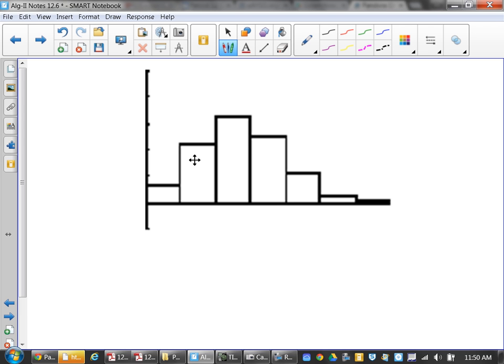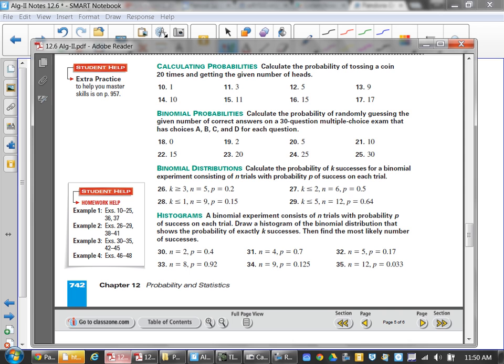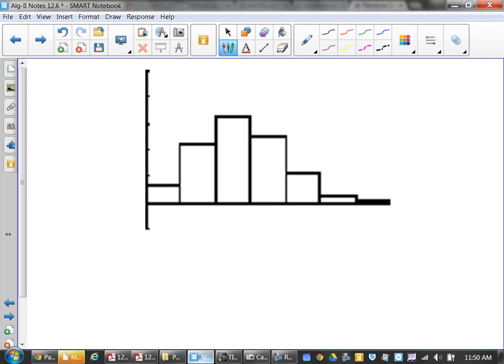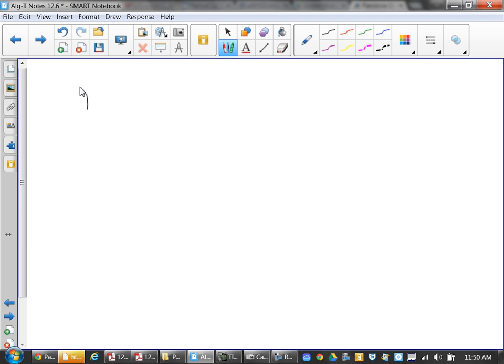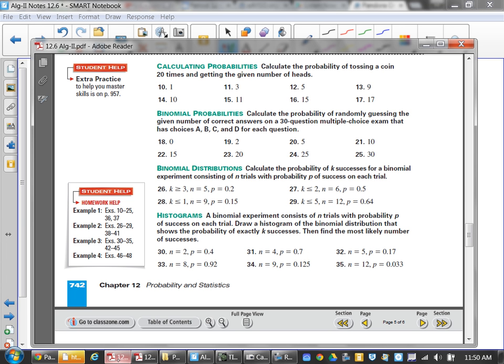But what I want you to do tonight is I just have 4 problems for you. Okay? And don't think, oh wow, he's giving us 4 problems, it's going to take us 7 hours. It shouldn't. What I want you to do is, from page 742, I want you to do numbers, I think it was 14 and 15, 18 and 19.